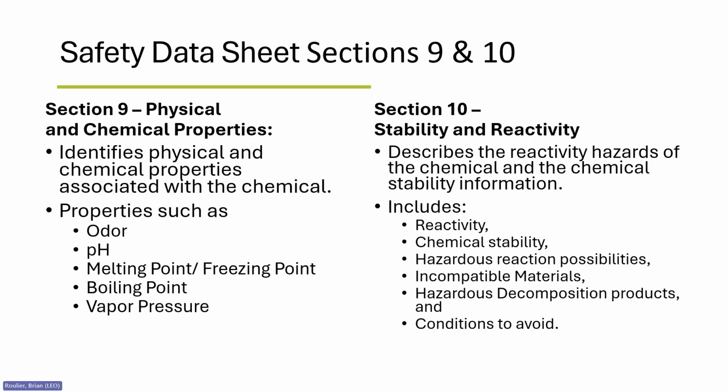Section 10 discusses the stability and reactivity of the chemical. This may include if the chemical is likely to react with others and conditions to avoid. It also includes incompatible materials. For example, flammables and oxidizers should not be stored together due to the increased fire hazard, and ammonia and bleach products should not be mixed due to the creation of toxic gases. This section will also state any hazardous products which may be released as the chemical decomposes, such as carbon monoxide or carbon dioxide as it's burned, or fumes and gases generated from welding rods as they melt.